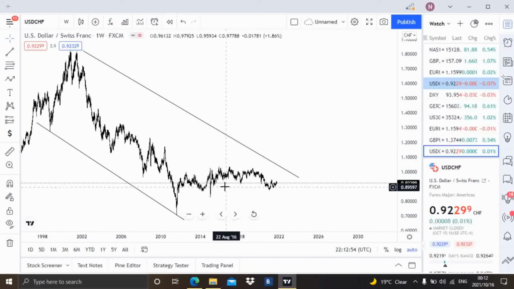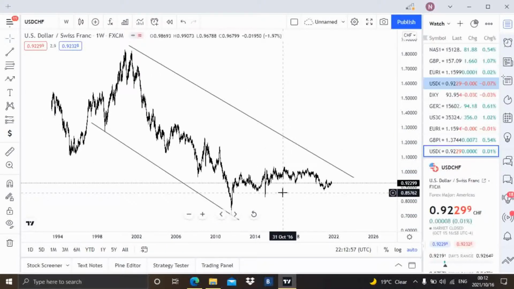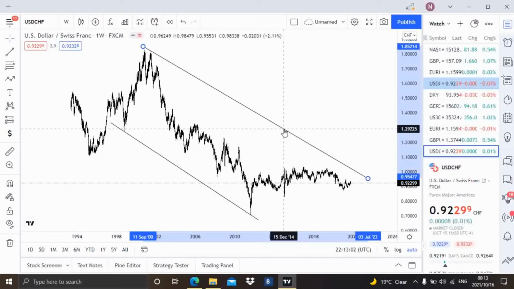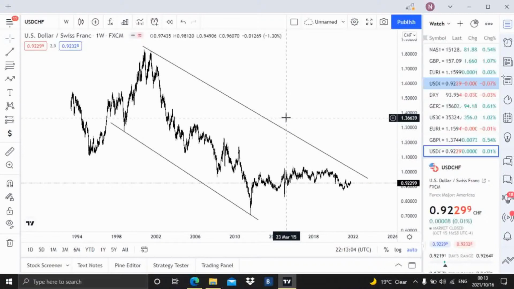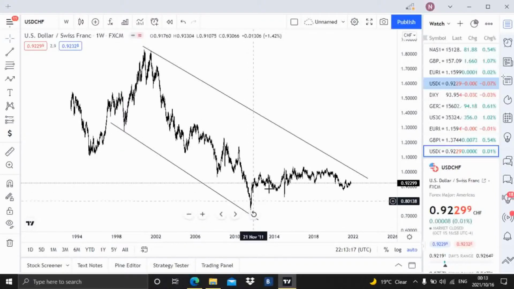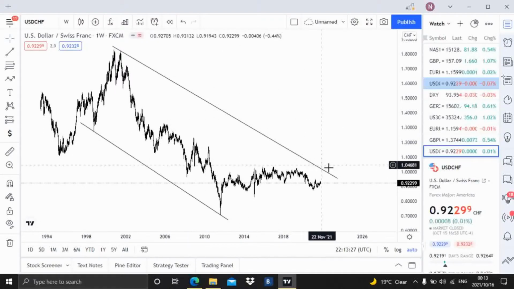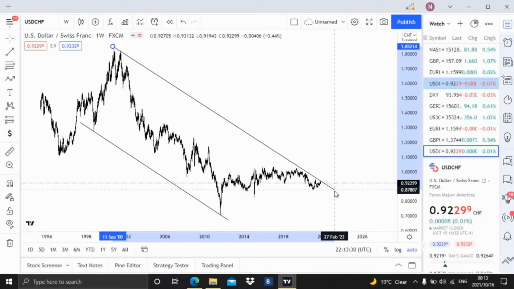Guys, using the trend line strategy, you need to know what a trend line is. A trend line is a line with two or more lows. A trend line with one low is not a trend line. As you can see here, this trend line has 1 and 2 lows. It must have 2 or more lows or 2 or more highs.